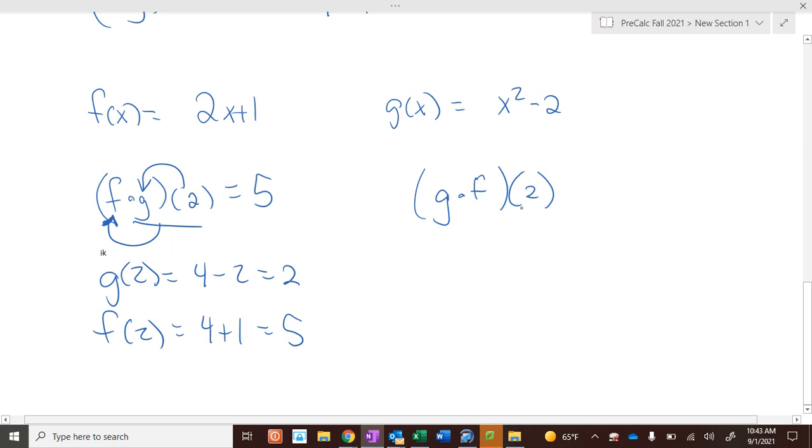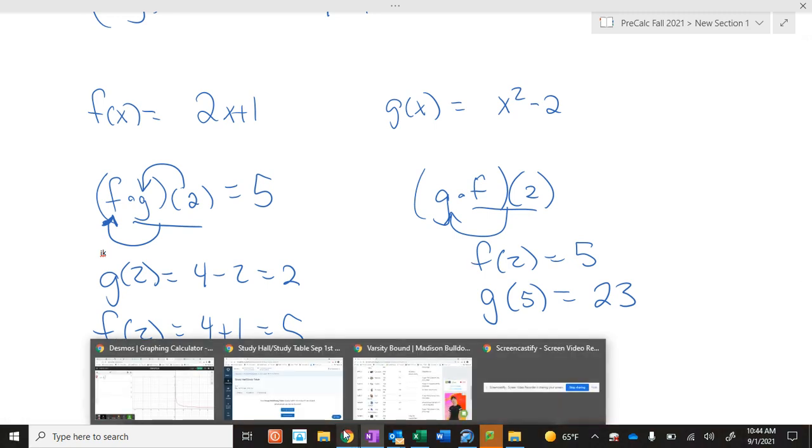G of f of 2, you put the 2 into the f function first. So f of 2, we just said was 5. So then you find g of 5, which is 5 squared, or 25 minus 2, which is 23. So you put this answer into there. Okay? So again, not very many problems. It shouldn't take you too long to finish.